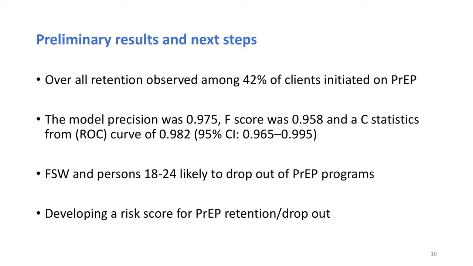And using that measure, we were again able to predict who is likely to drop out of PrEP at the time they initiate PrEP. And the model performed fairly well with an AUC of 98%. And we also noted that female sex workers and persons aged 18 to 24 years were likely to drop out of PrEP programs. And the next step in all of this work is to design a risk score that can be used by health workers to identify who is going to drop out of PrEP.